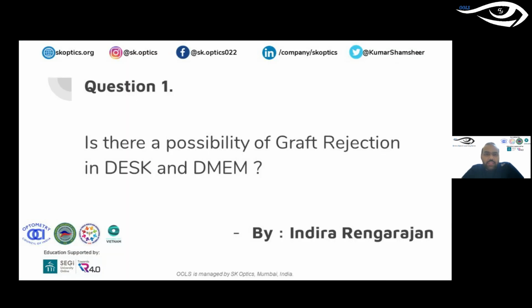So the first question here is more of a surgical aspect. I'm not too sure, but let's see if you have any experience: while you were performing some anterior segment OCTs, did you come across any patients who had graft rejection in terms of DSEK and DMEK patients?